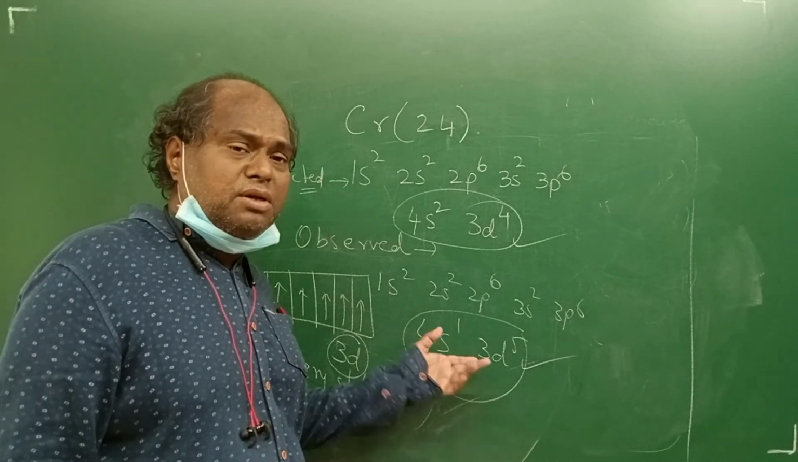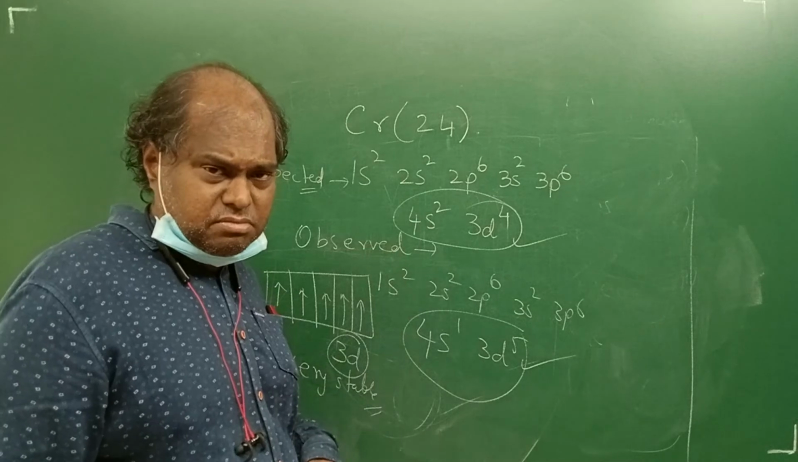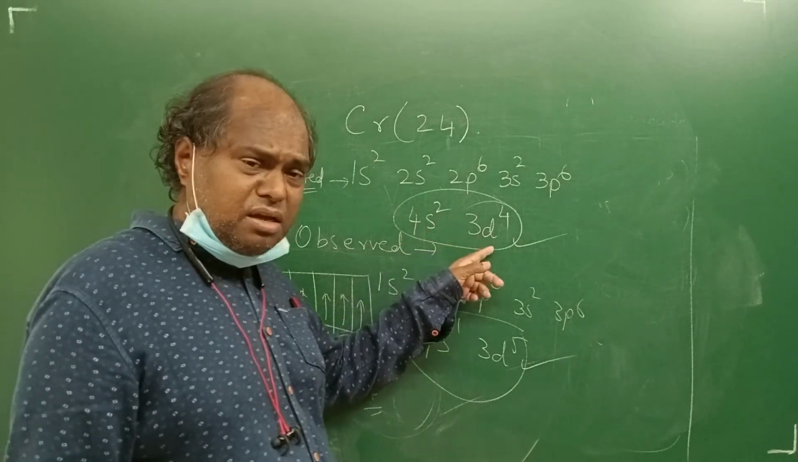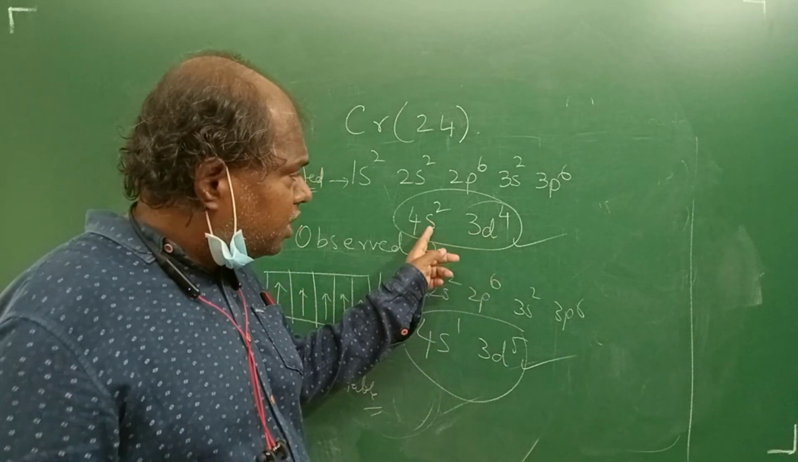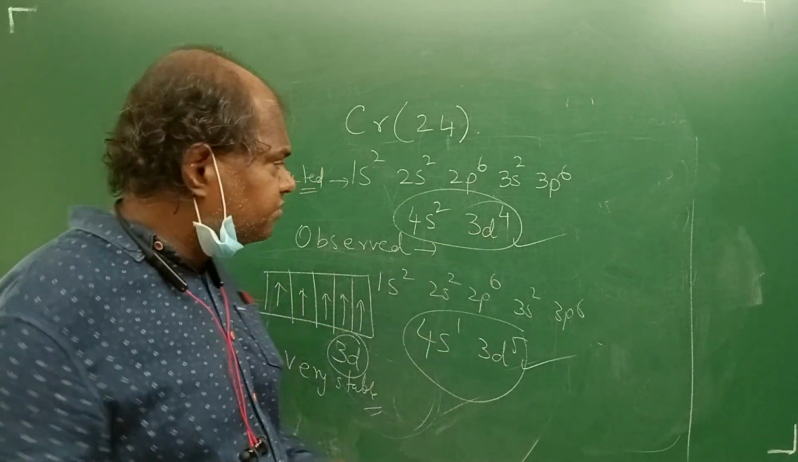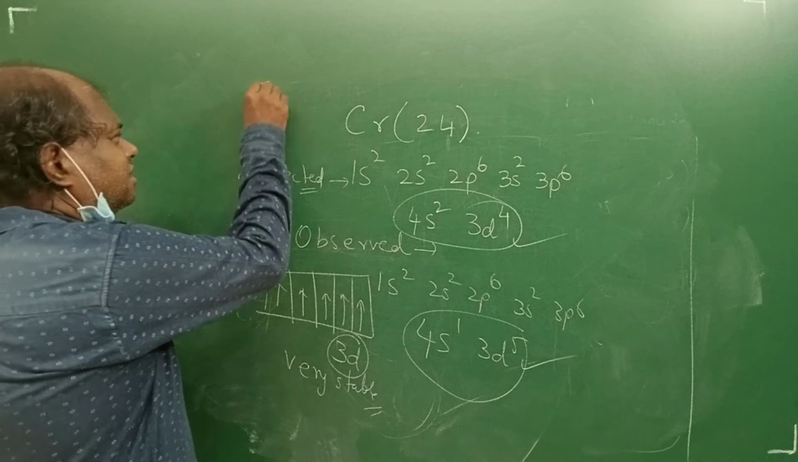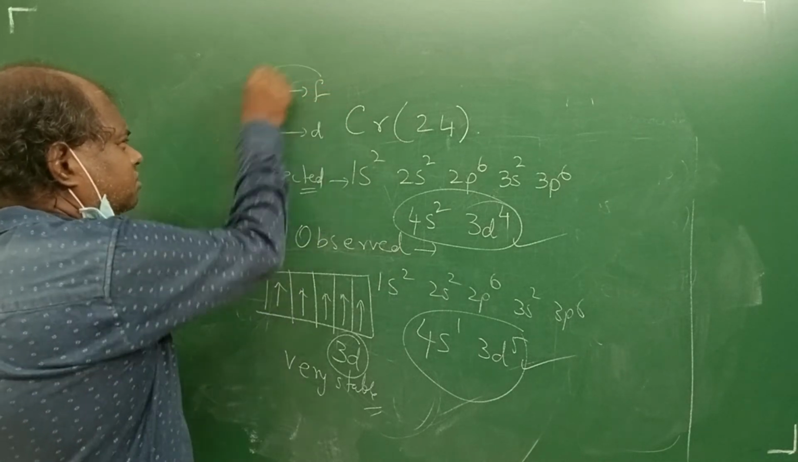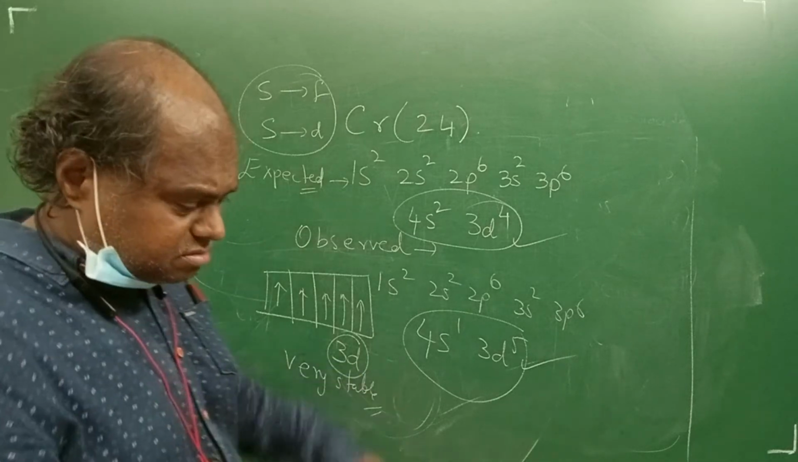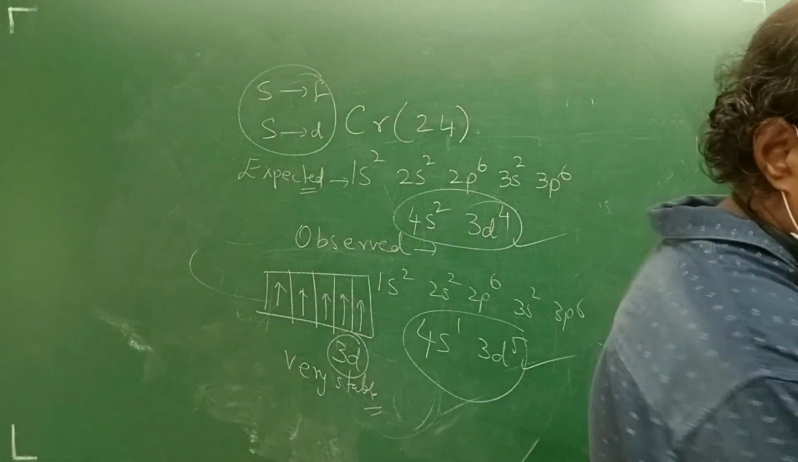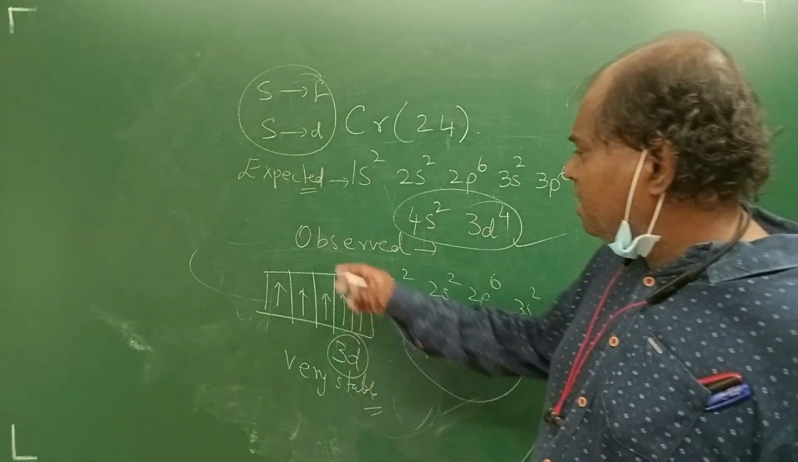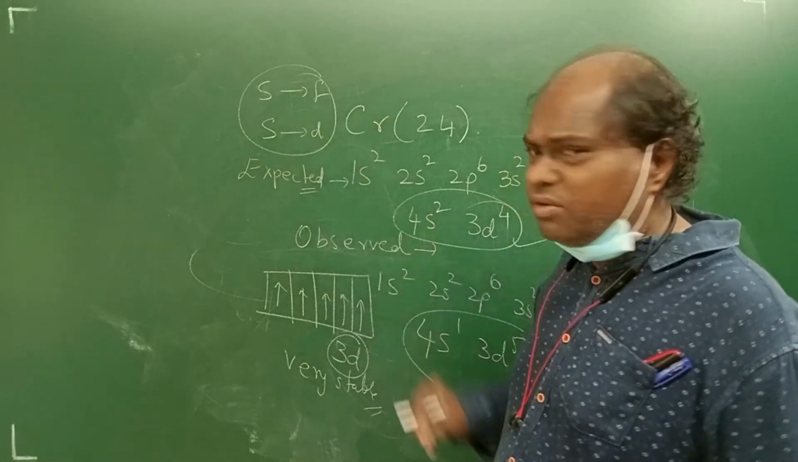Now students, you will ask me the question, sir, can we do it every time? No students, you can do only transfer from S to D, or you can do from S to F also. Suppose you've got F orbitals, you can do from S to F. You can do from S to D. Students, this only is allowed. Don't do it everywhere just because you get half filled.